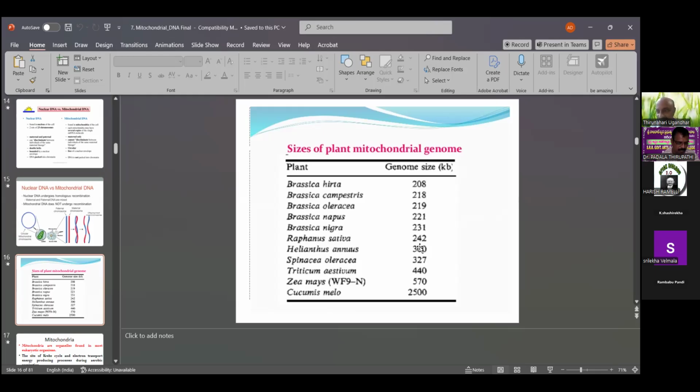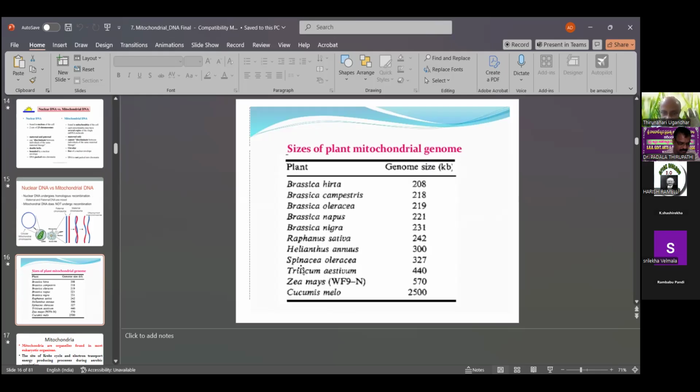Then the family changes. Sorry, the family is the same, but the generic name is different. Brassica oleracea and also Raphanus sativus are both different here, 208 and 242. In the same family, based on the generic name, the number and size of the genomes can change.